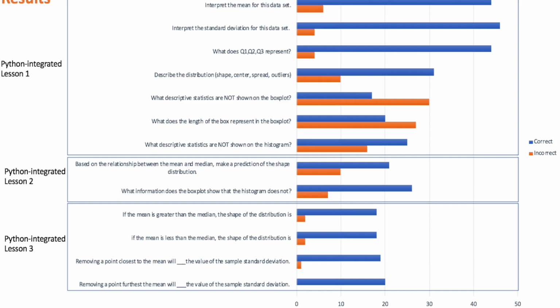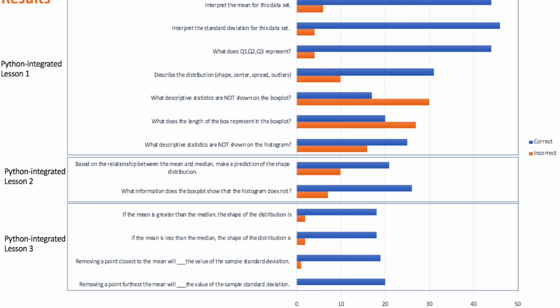This chart shows correct and incorrect responses to questions in each lesson. Results show that most students correctly interpret the values for mean, standard deviation, and quartiles. Overall, most students showed an understanding of distribution, shape, center, spread, and outliers.